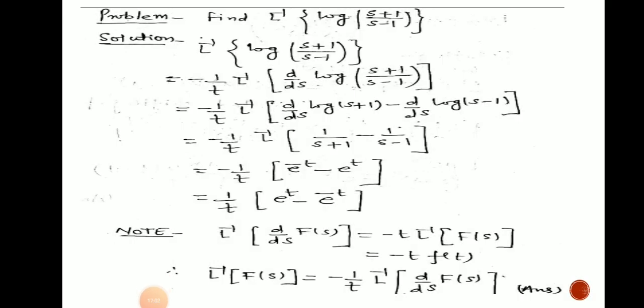Now look at the next problem. Here you have to find Laplace inverse of 1 upon s into (s plus a). In this problem we use the formula of division by s. The formula is Laplace inverse of F(s) upon s is equal to integral from 0 to t of Laplace inverse of F(s) dt, which is equal to integral from 0 to t of f(t) dt. This is the formula.